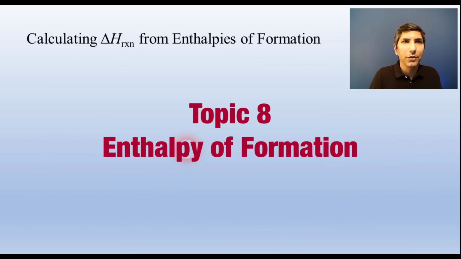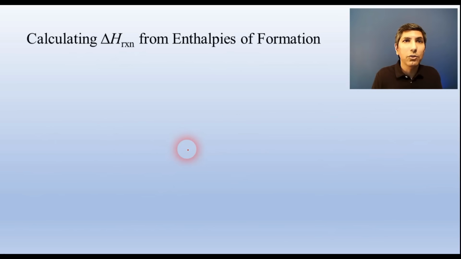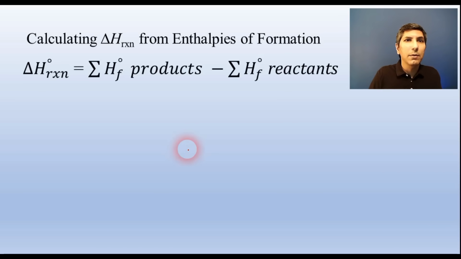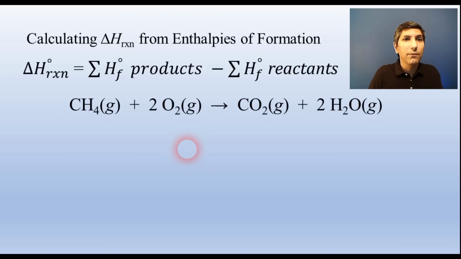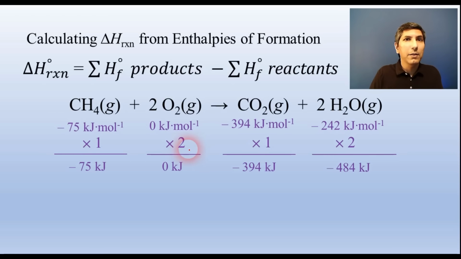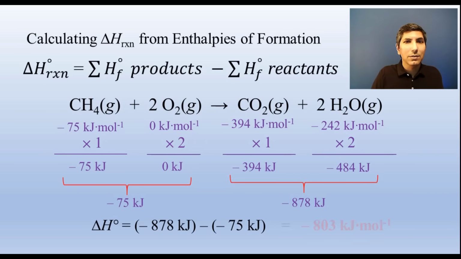Another way we solve for delta H is to use the standard enthalpies of formation for the substances in a reaction. The change in enthalpy for any reaction is equal to the sum of the enthalpies of formation of all the products minus the sum of the enthalpies of formation of all the reactants. So in this reaction, we take the enthalpies of formation for each of the substances and multiply them by the moles of each substance present. Then we take the sum of the products and subtract the sum of the reactants, and we get the answer.